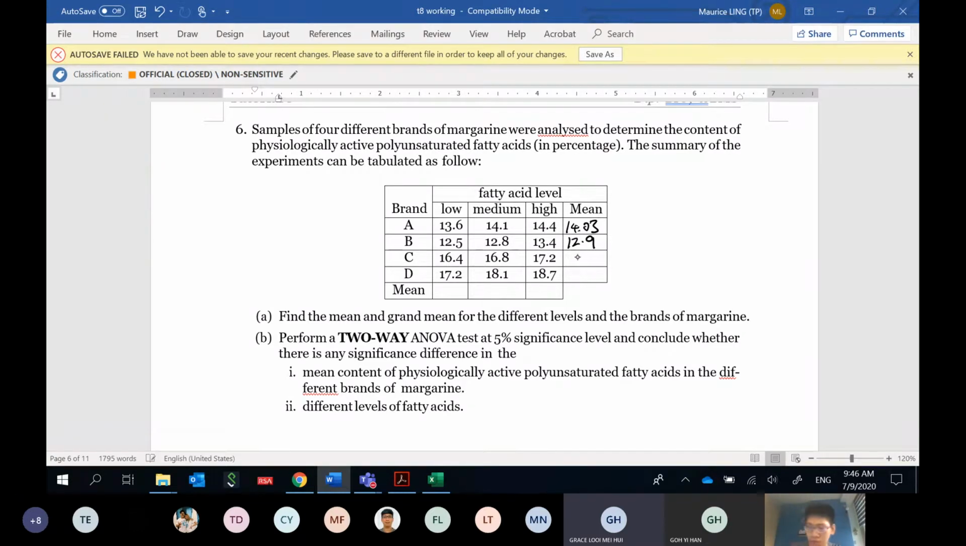14.03. 12.9, 12.9, 12.9. Okay. 16.8. Then 18. Okay, how about here? 14.9. 9.25. Okay, 9.25. 15.45. And then 15.925. 9.25, okay. Well, how about the grand mean?